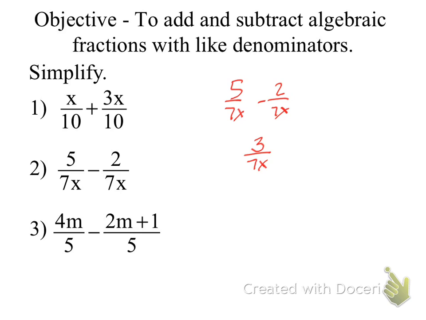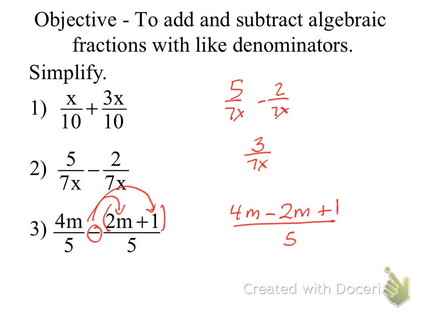Now, did you guys do number 3? When you have that minus sign, remember we are subtracting that entire fraction. So that minus sign really has to be distributed. So really what you're going to have is 4m minus 2m plus 1 all over 5. And what is that simplified to? 2m plus 1 all over 5.